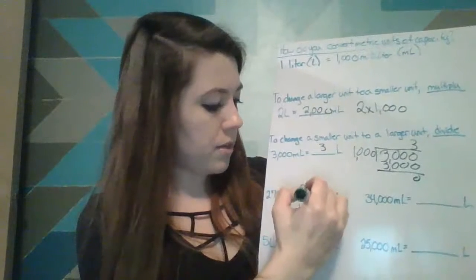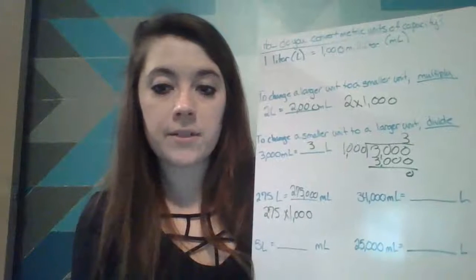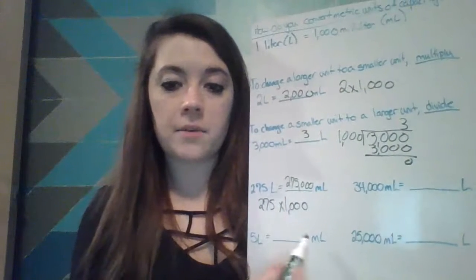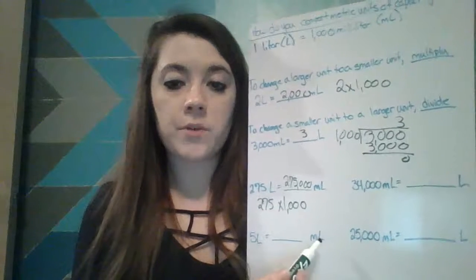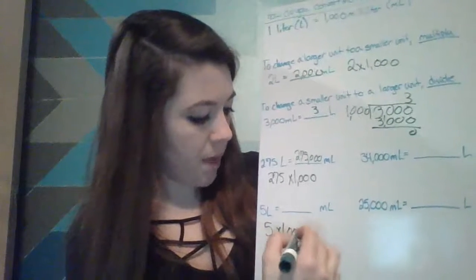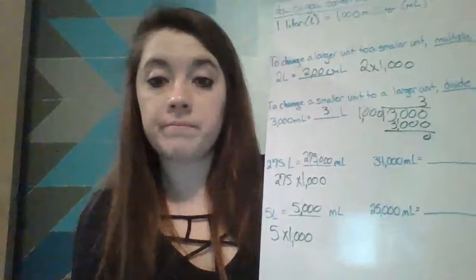So we end up with 275,000 milliliters. All right, we've got 5 liters equals how many milliliters? So just like up here, we're going from a larger to a smaller, so we multiply. So 5 times 1,000 is going to give us 5,000.